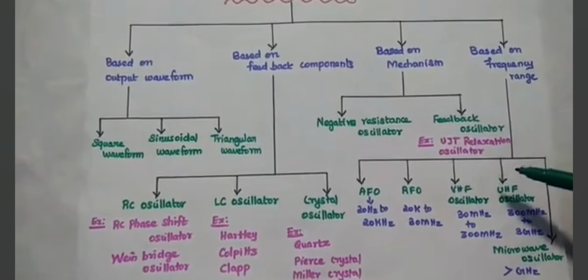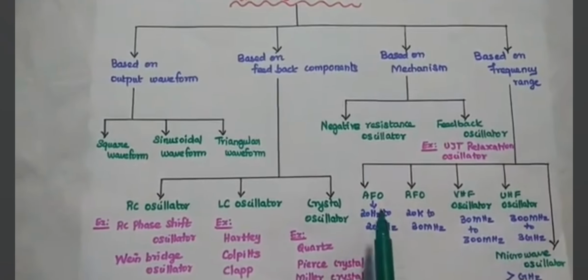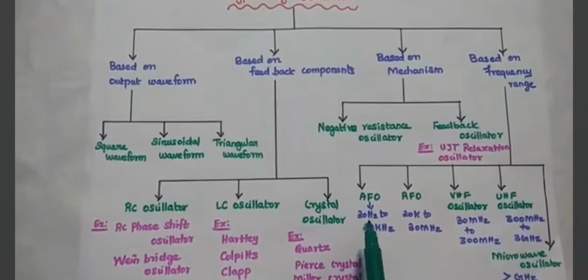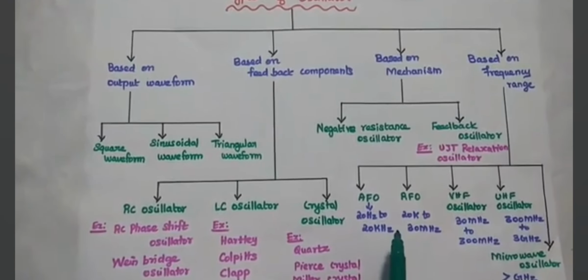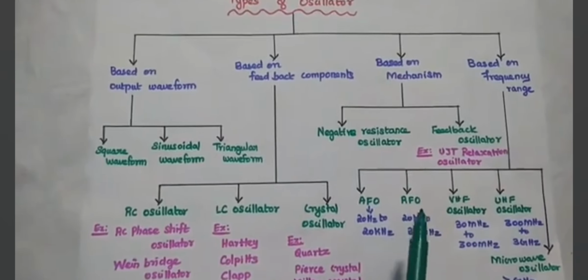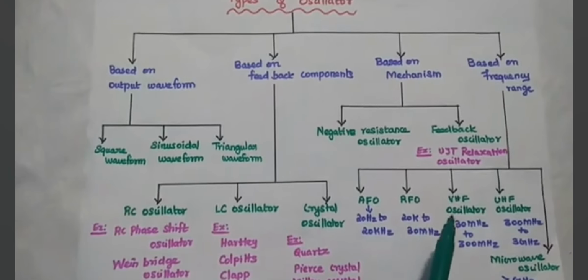It can be classified into 5 types. The first one is AFO, audio frequency oscillator. It ranges from 20 Hz to 20 kHz. Next one is RFO, radio frequency oscillator. It ranges from 20 kHz to 20 MHz.